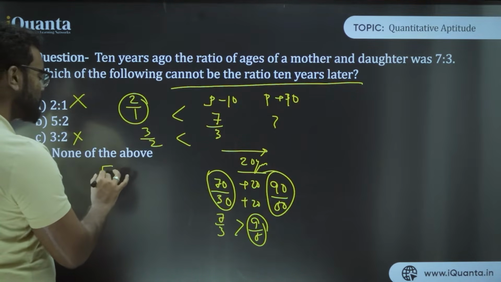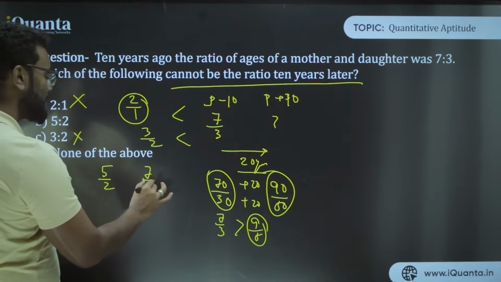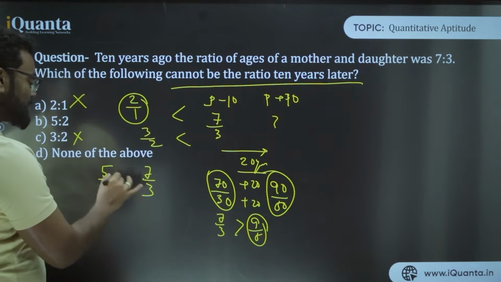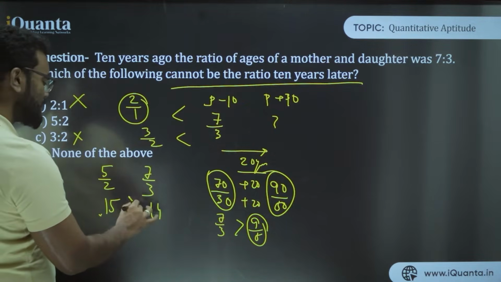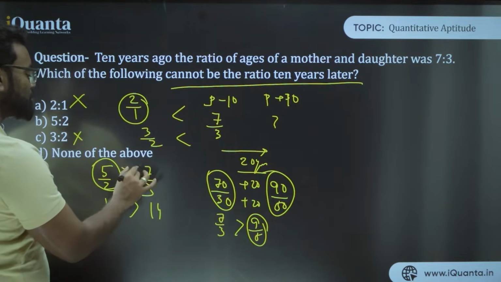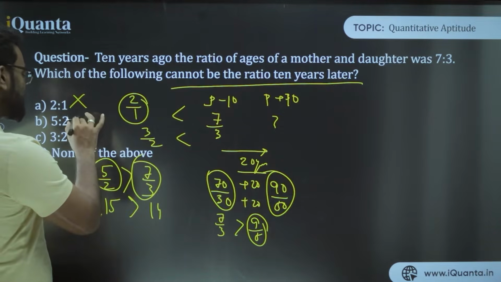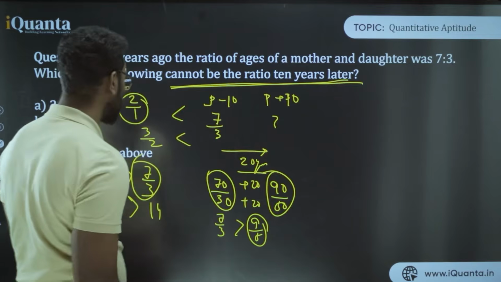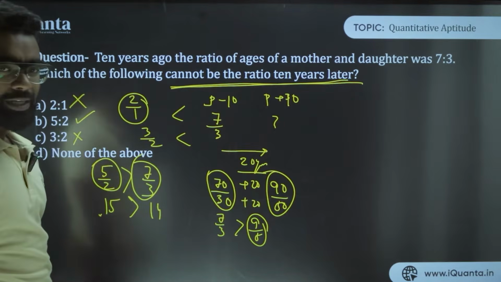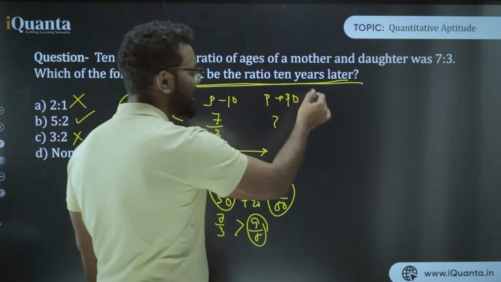Now check 5 upon 2 and 7 upon 3. If you check, this is 15 and this is 14, so 5 upon 2 is more than 7 upon 3. So this is the answer, because the question is which cannot be the ratio 10 years later. So what is your answer? 5:2. And this kind of question can also be solved by comparison.